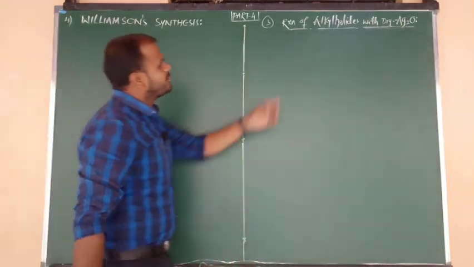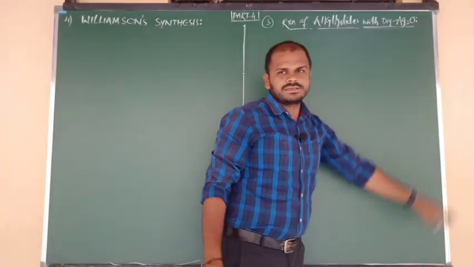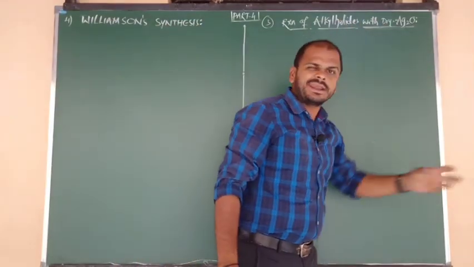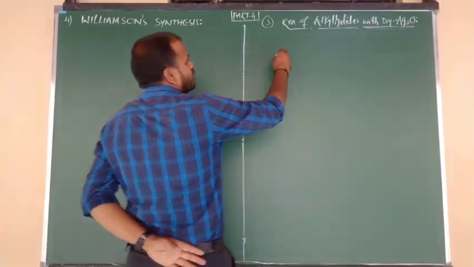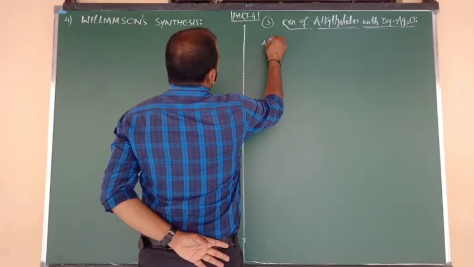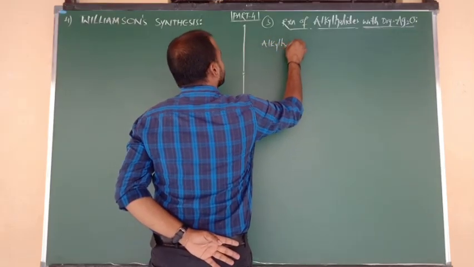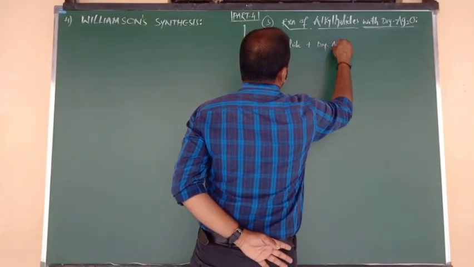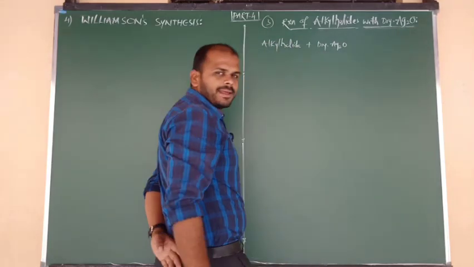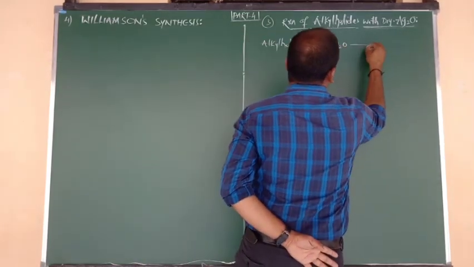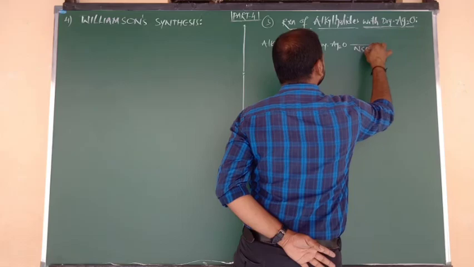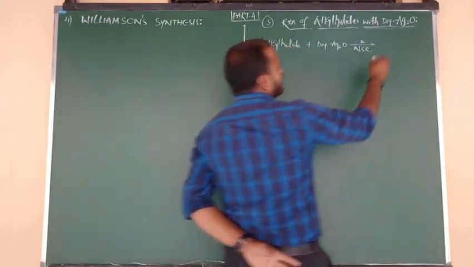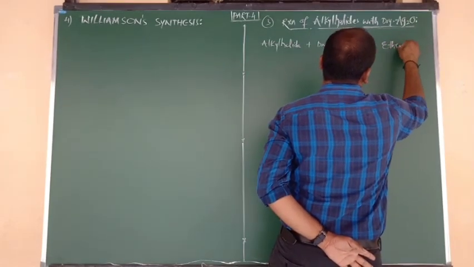So in that, one of the methods is reaction of alkyl halides with dry silver oxide. How do alkyl halides react with dry silver oxide? First of all, I am going to give you the statement. It is a property of alkyl halide. Upon reaction with dry silver oxide, it undergoes nucleophilic substitution reaction simply upon heating. And here we are going to get the product. The product is nothing but ether.